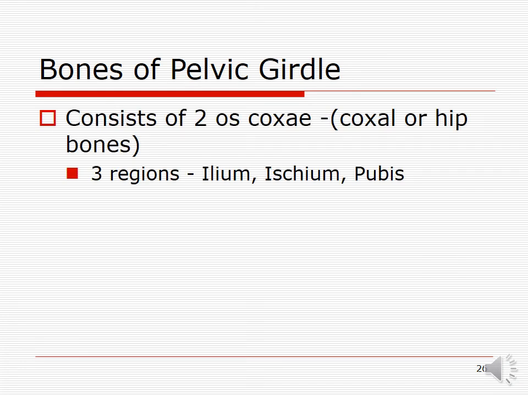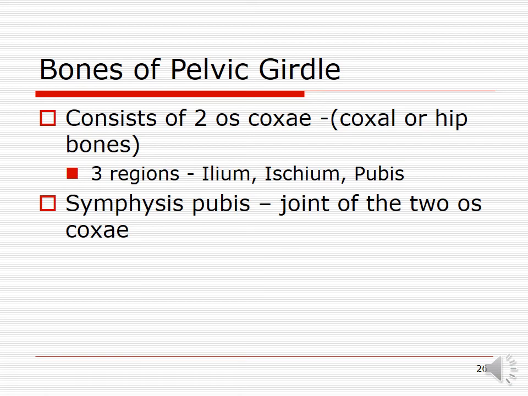Bones of the pelvic girdle. These consist of 2 os coxae, or the hip bones. And each hip bone has 3 regions, the ilium, the ischium, and the pubis. Now an important thing about the pelvic girdle is that it joins the sacrum on the dorsal part of the body, and there's a very important joint here, which is the symphysis pubis.